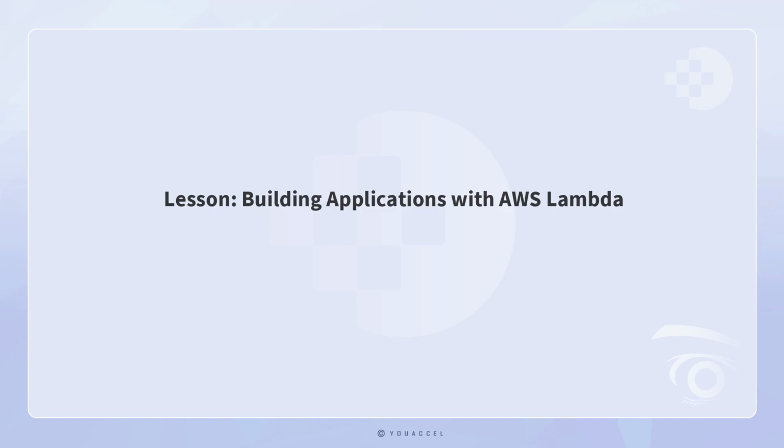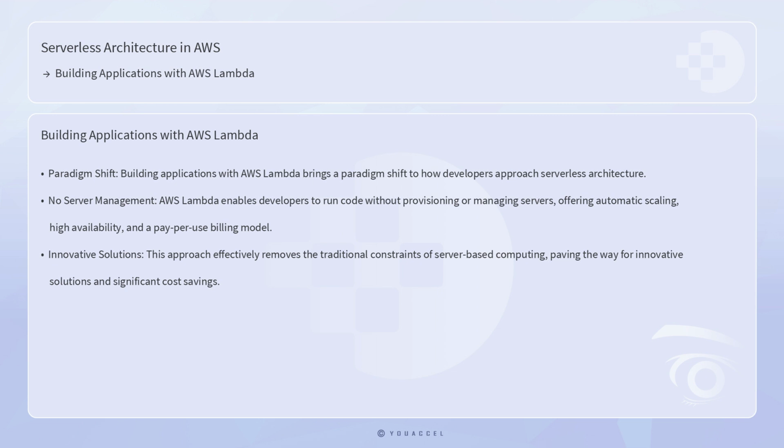Lesson: Building Applications with AWS Lambda. Building applications with AWS Lambda brings a paradigm shift to how developers approach serverless architecture. AWS Lambda enables developers to run code without provisioning or managing servers, offering automatic scaling, high availability, and a pay-per-use billing model. This approach effectively removes the traditional constraints of server-based computing, paving the way for innovative solutions and significant cost savings.